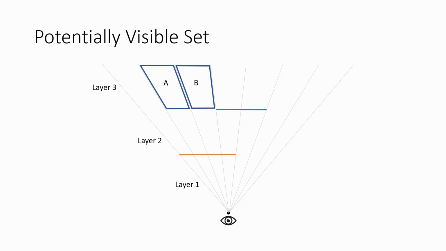Now we can compute a potentially visible set. A potentially visible set must contain all tiles that are visible from any camera position within the view cell centered around the original viewpoint. We compute which tiles are disoccluded from layer 1. We show the corresponding region in orange.